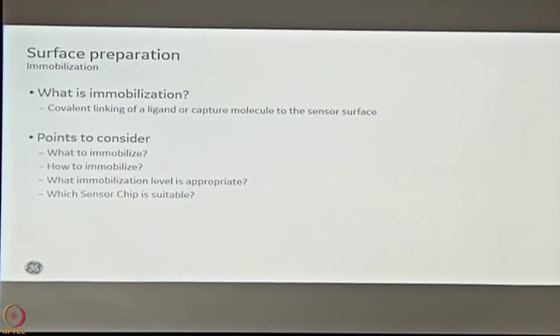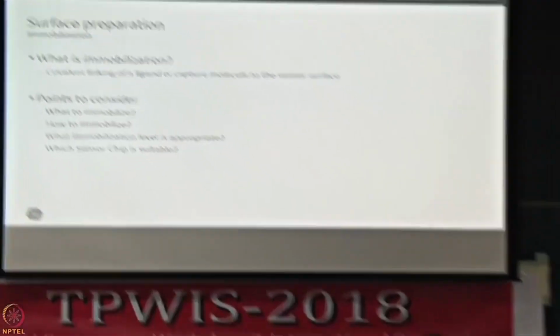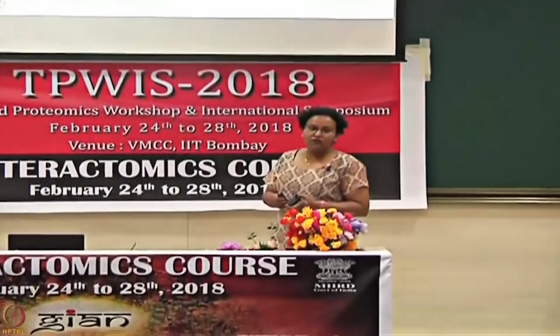So, for example, in kinetics, adding too much ligand is extremely detrimental, you do not get the right kinetic data, your ligands have to be immobilized very, very low. Whereas, if you are doing a concentration analysis, you need to have a high ligand concentration. So, this knowledge is very, very important. Okay. And which sensor chip is suitable for your assay?